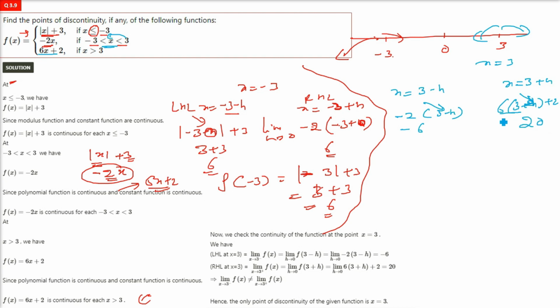Do you think there is any need of checking the value of the function at 3? Because the left hand side and right hand side, they are not equal. When both the values are not equal, you can very well say that 3 is the point where there is a discontinuity. But still we'll check for f3.